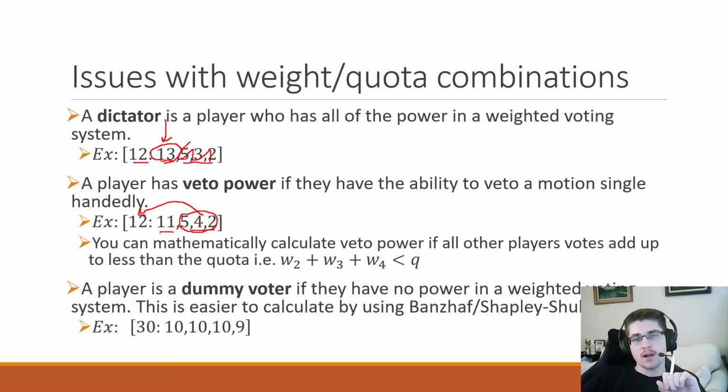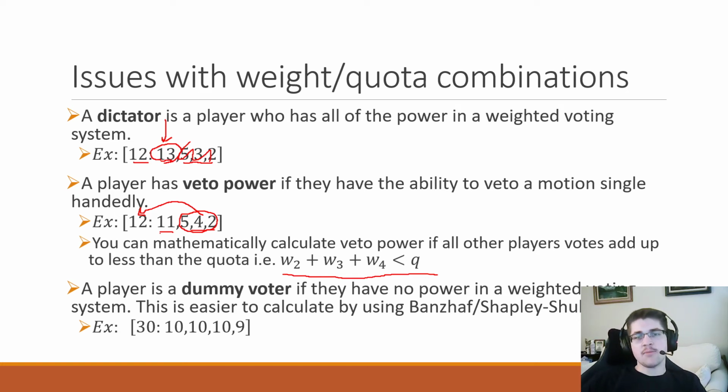And if you're looking for a more mathematical way of doing this, you can see if a player has veto power by adding up everyone else: if the sum of their weights is less than the quota, that other player, in this case player 1, has veto power. Basically, if it's impossible to pass without them, they have veto power. So that's an example of that. But it's not a dictatorship because they can't control it by themselves. So it's not quite the same, if you see what I mean.